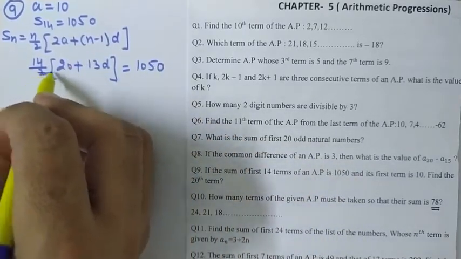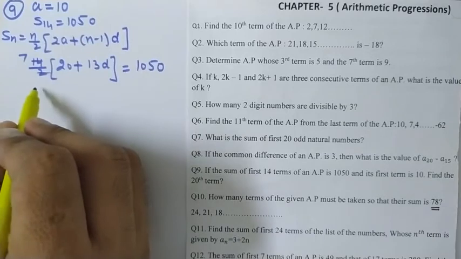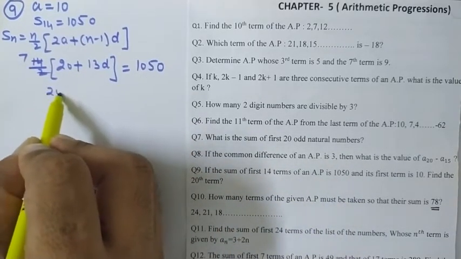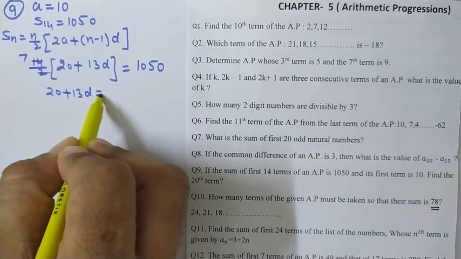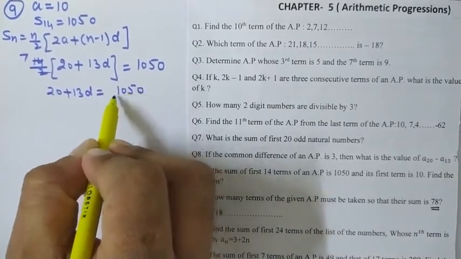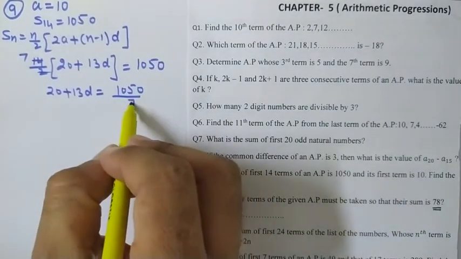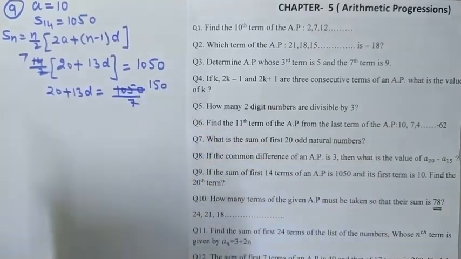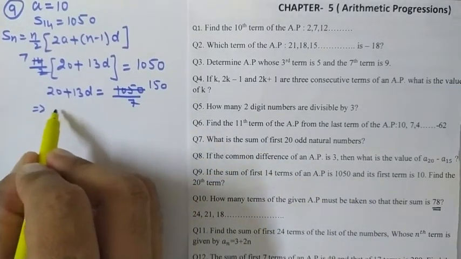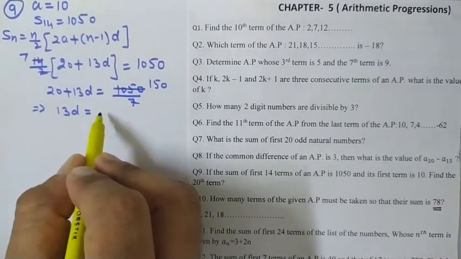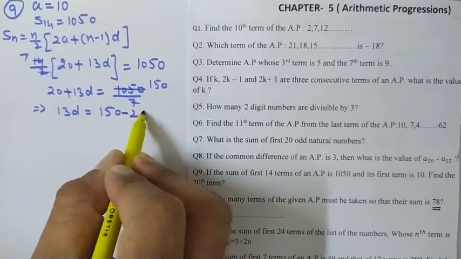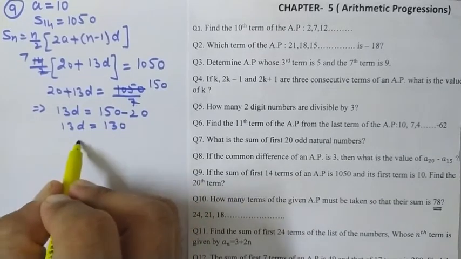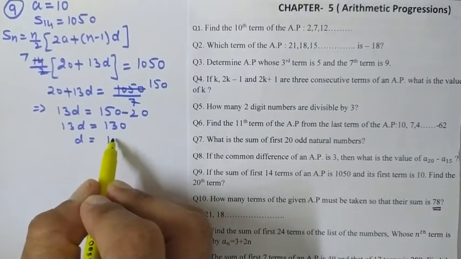Okay, so cancel 7. Now this 7 can go down into the denominator, and what is left? 20 plus 13d is equal to 1050 over 7. 7 ones are 7, 7 fives are 35, so it is 150. Now this 20 will go to the right-hand side. So 13d is equal to 150 minus 20, so 13d is 130. So d is 130 over 13, that is 10.